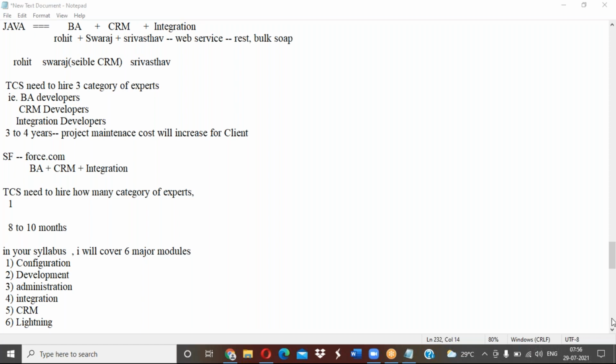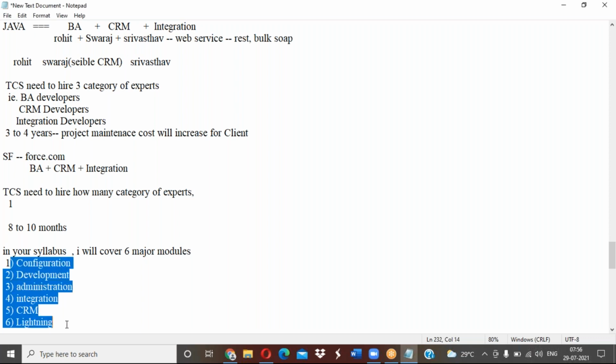Listen carefully and try to understand, guys. Whatever content I'm delivering over the next 2.5 months, I can challenge in the market, nobody can give you that much huge information as I'm sharing with you guys. Understand? 6 modules I'm going to cover. This knowledge is enough to crack the entry, guys. Clear? Just blindly follow me.